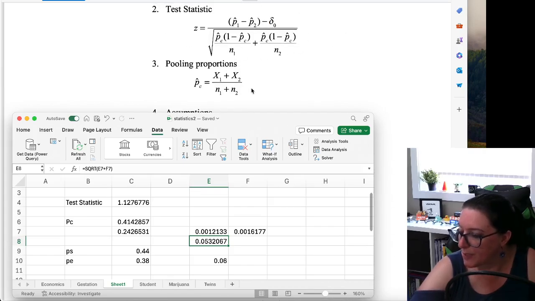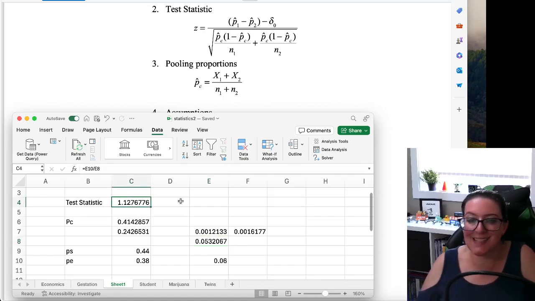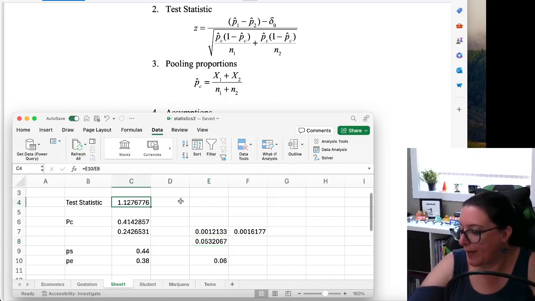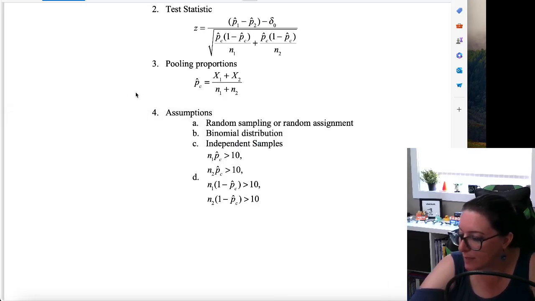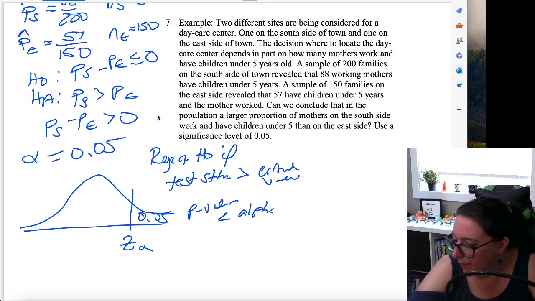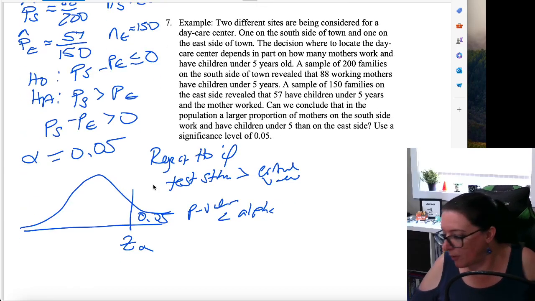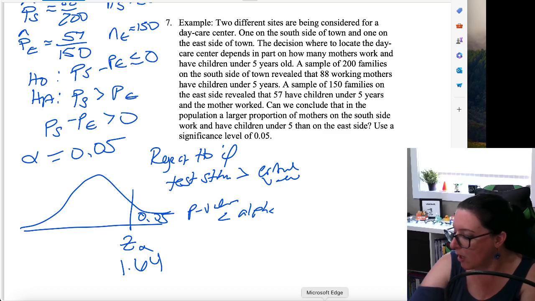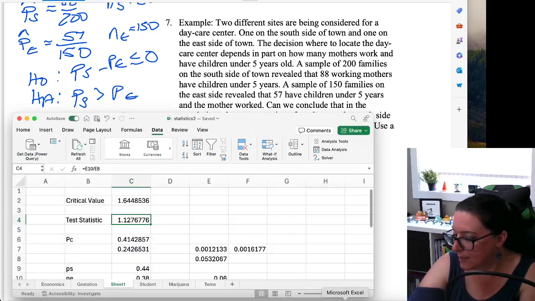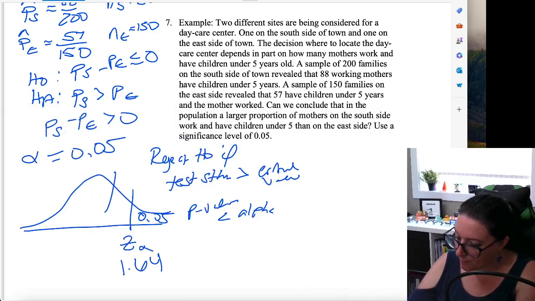That's the square root here. So we end up with a test statistic of 1.13. All right, the critical value was 1.64. So we go back, our alpha was 0.05, so this is 1.64, and our test statistic is 1.13, which then puts us right here.